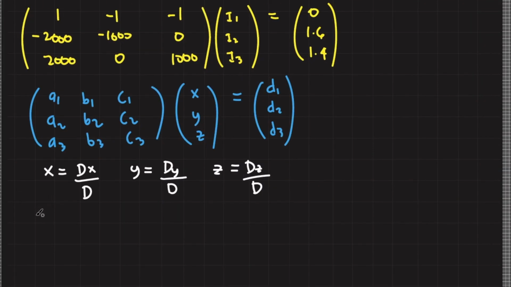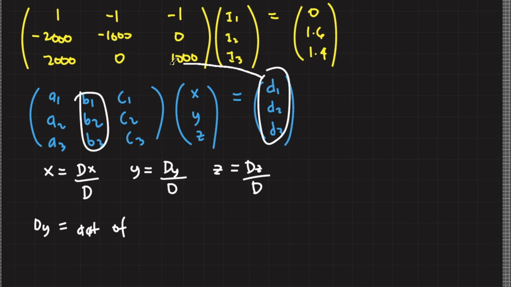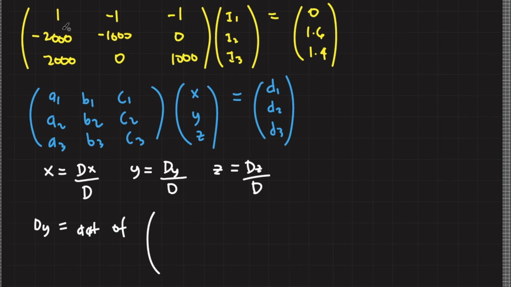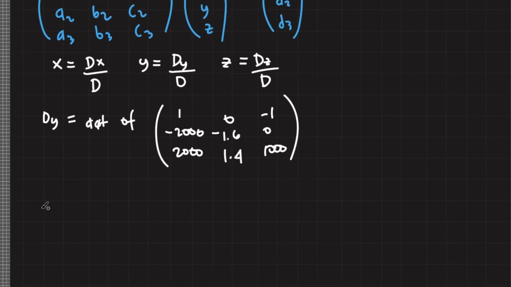Next, I'll calculate for d sub y. And d sub y is the determinant of this matrix, but we will replace this column with this column. So I'll just copy this first column, which is 1, negative 2,000, 2,000. Then this one, 0, negative 1.6, sorry, 1.4. And then this one, negative 1, 0, 1,000. So using the calculator, I'll end up with d sub y equals negative 2,000.